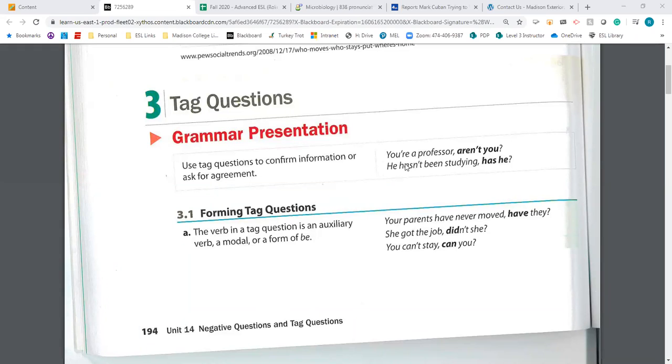So in this case, you're a professor, aren't you? Or he hasn't been studying, has he? These two little questions at the end, we call them tag questions, okay?